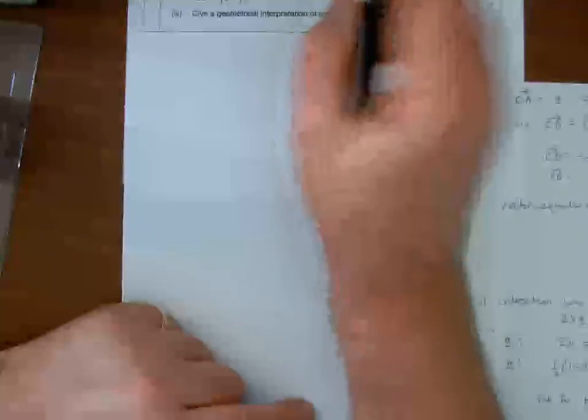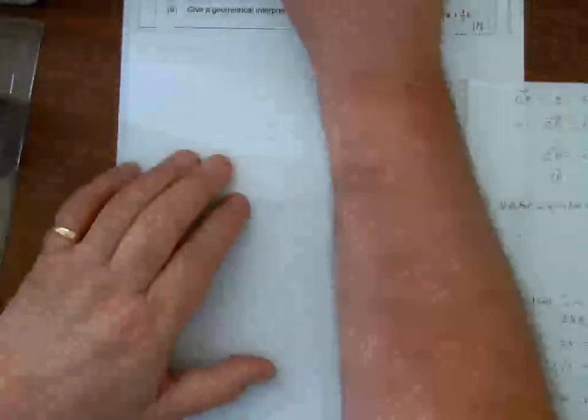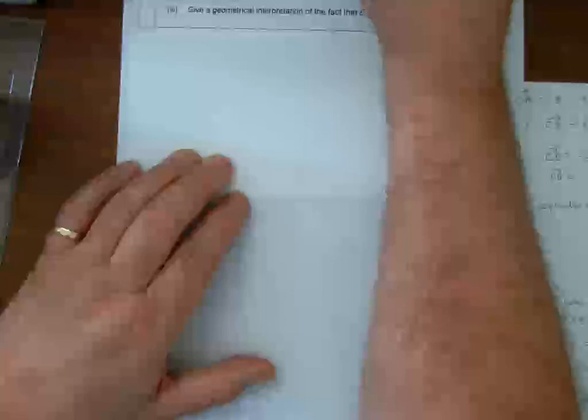I think 2A plus B would be to there. That's 2A bar plus B bar, 2A plus B, so that would be a parallelogram. Just there, so 2/3 A plus B. Yeah, I've seen it.